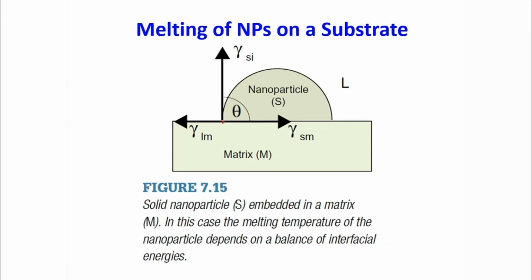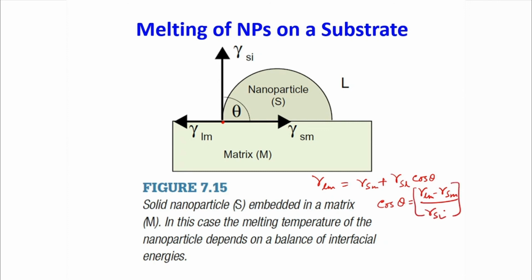This is the point here, you see. This is again taken from the book of Michael Ashby and others, and you can write down very easily gamma LM is equal to what? You can balance that. You should be able to do that. Gamma LM is equal to gamma SM plus the cos theta of this term, that is gamma SL cos theta. So, we can write down cos theta, the cosine of the contact angle, is gamma LM minus gamma SM by gamma SL.